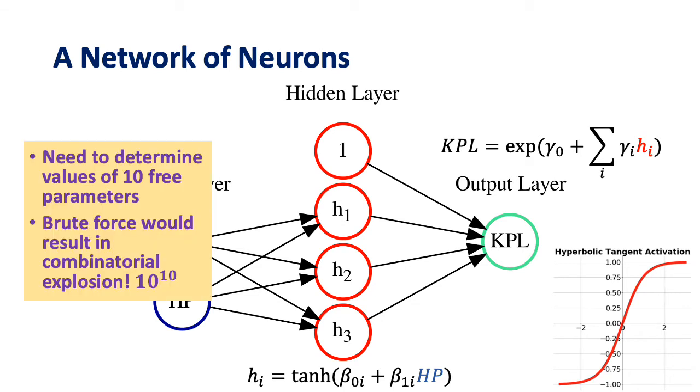This model has 10 free parameters because there are 10 connections in this diagram. If we were to examine 10 values for every one of these parameters, the brute force search would result in combinatorial explosion because you will have to explore 10 to the 10 possible configurations of parameters, which is clearly too much and not scalable.